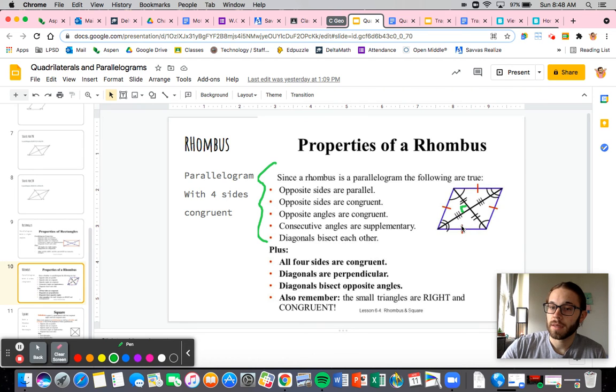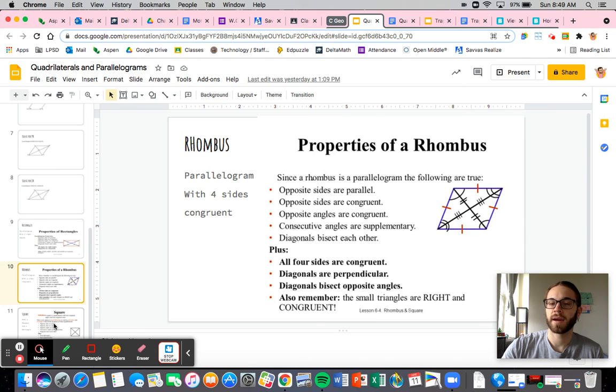And they are bisecting these opposite angles. That means this part and this part are the same. This part and this part are the same. Okay? This part and this part are the same. This part and this part are the same. That ends up creating these right triangles on the inside, which can be really helpful for solving for different things, like using the Pythagorean theorem and whatnot.